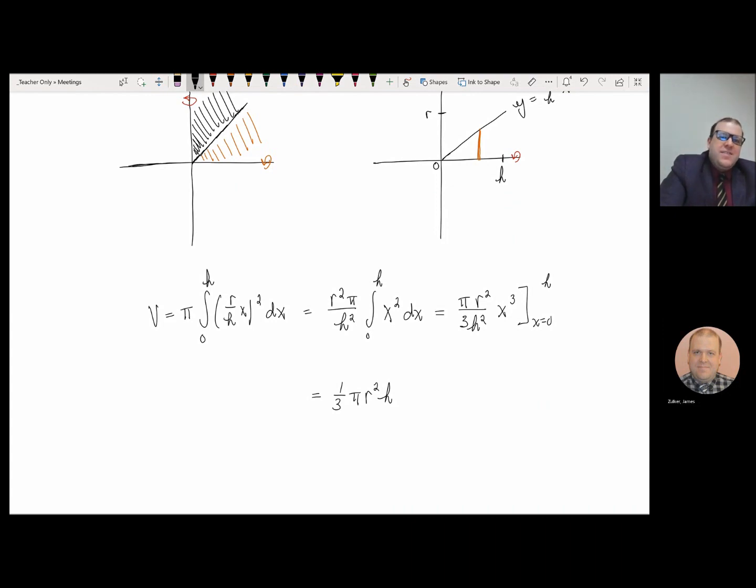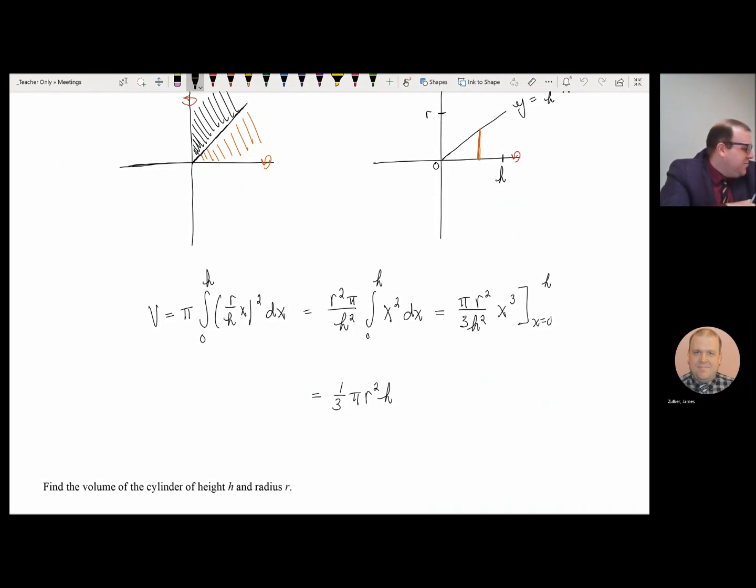The point of problems like that, where you know the volume already, is to verify the validity of the formula. And obviously, if this wouldn't have given us a third pi r squared h, then the disk method formula is invalid. I believe the video also did a sphere, and it verified that formula.